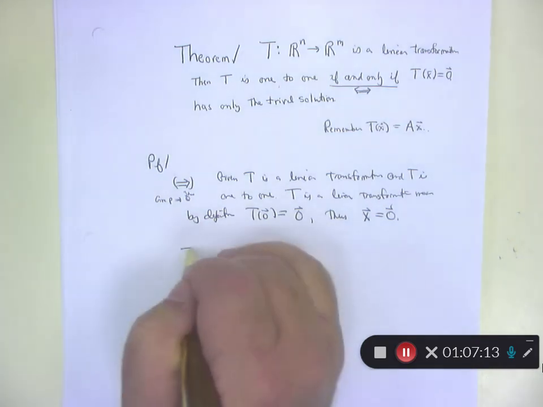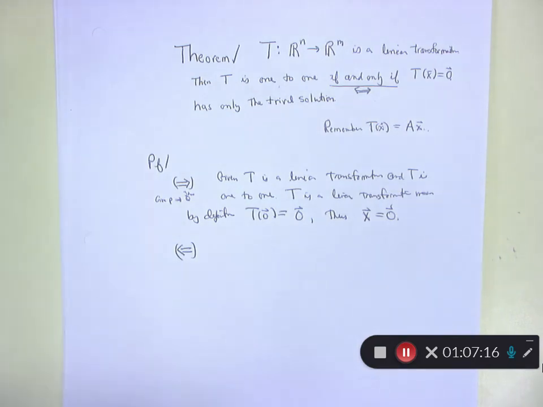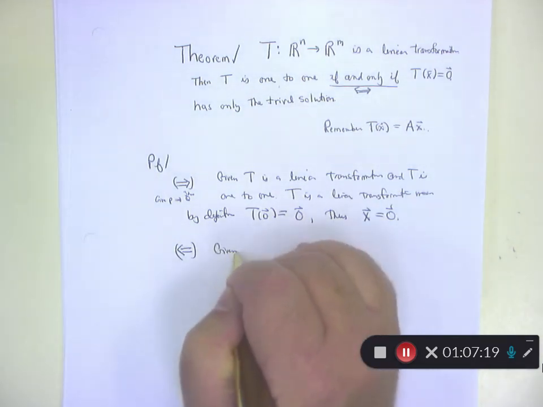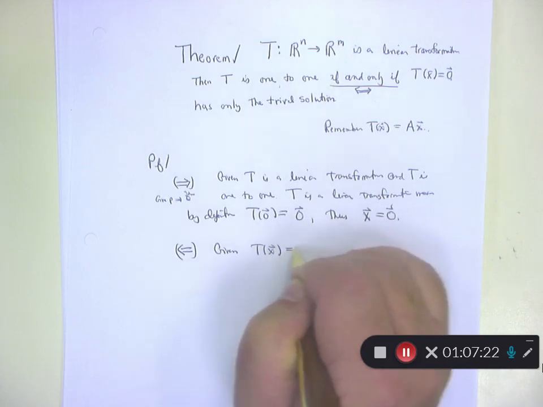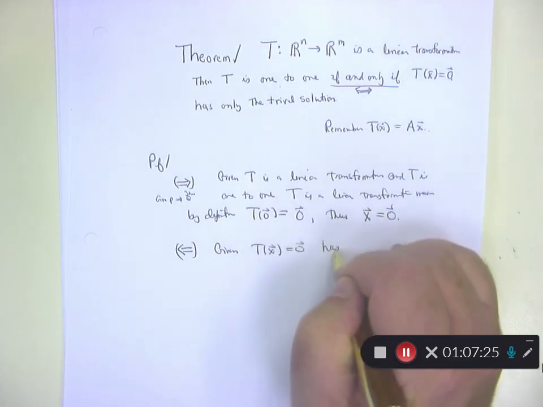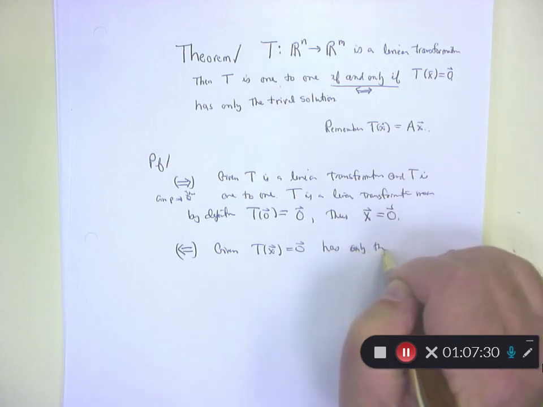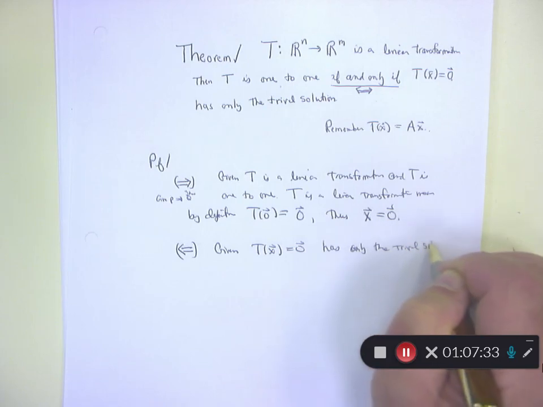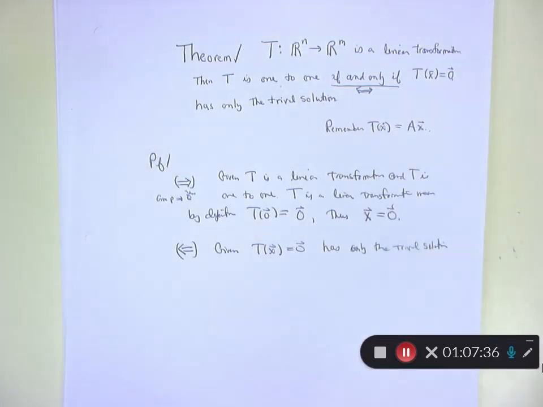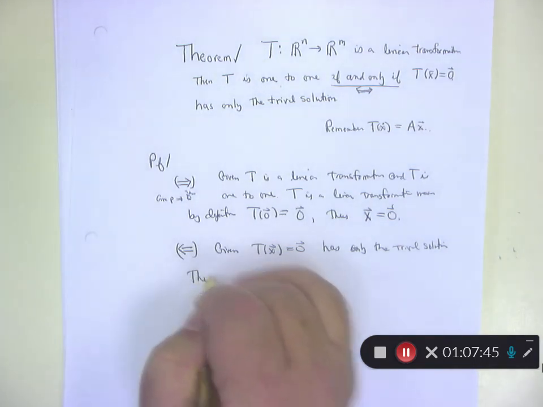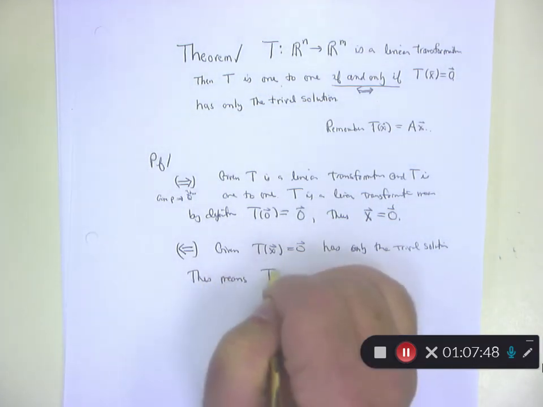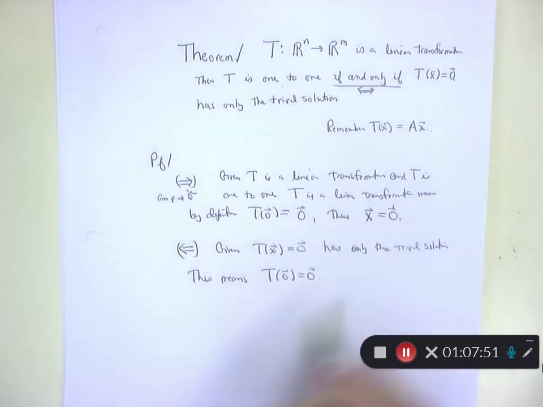But the big one is going to be going this direction. Give yourself the other stuff. T of x equals 0 has only the trivial solution. This means T of 0 has got to be equal to 0. That's the trivial solution. x has got to be equal to 0.